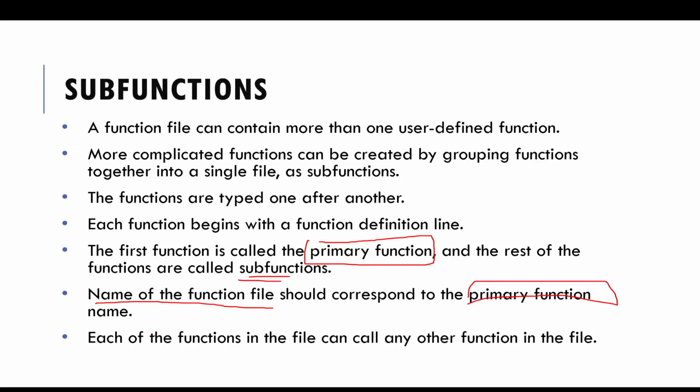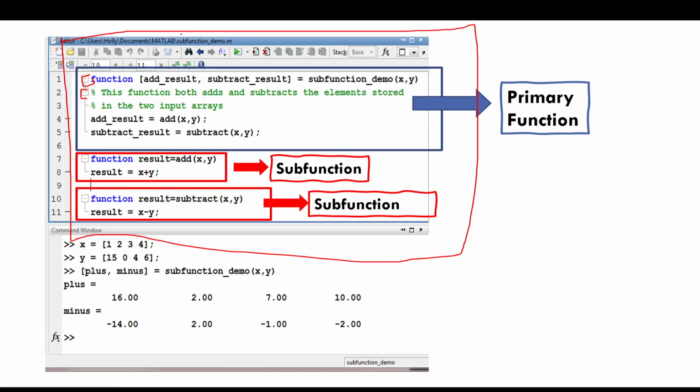You jangan tukar. Okay, biasanya by default MATLAB akan save the primary function tu as the function file name. Okay, so each of the functions in the file, you can call any other function in the file. So semua function dalam file tu boleh panggil, you boleh guna any other function yang berada dalam satu file yang sama. Okay, so example here kita ada this subfunction demo.